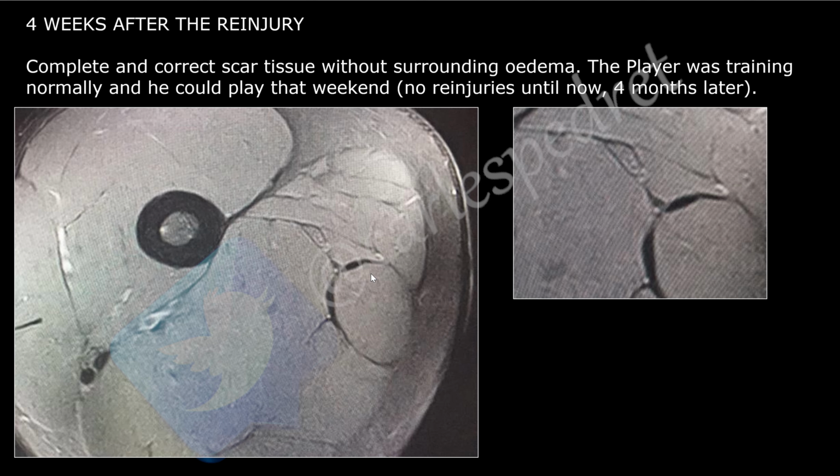But look, we have here a complete and correct scar, quite thin, a little bit thicker in that area. Here we can see a first plane about that. Thick in that area, no edema surrounding, when the player was completely normal in terms of training with the team. So we need to see that the MRI also shows correct fibrotic scar tissue, and not always, in my opinion, go only by the patient's or player's tolerance. We have to take care about both.